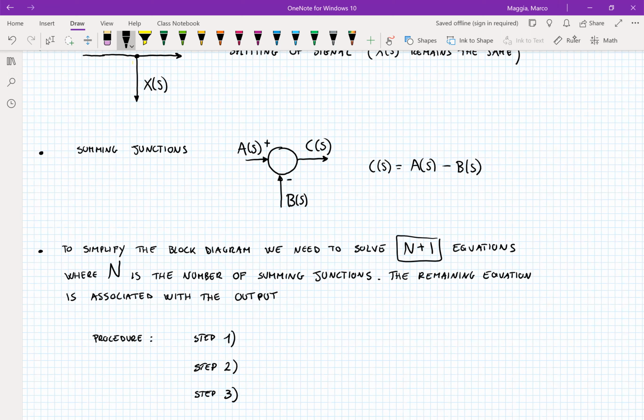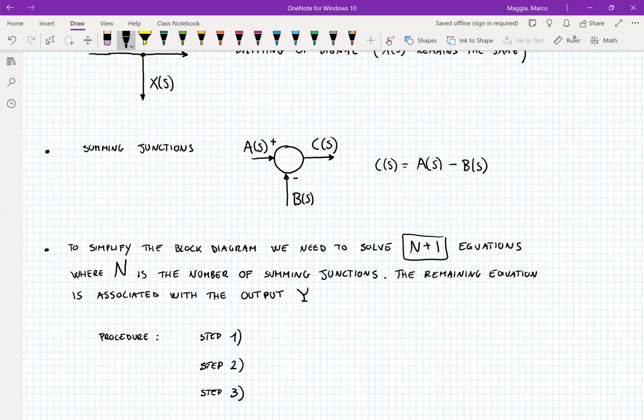All right, but we have n summing junctions. Why do we need n+1? How do you get the remaining equation? Well, that is associated with the output Y of S. And I'll show you right away how to do things. So procedure, step number 1, very, very easy. Count the number of summing junctions.